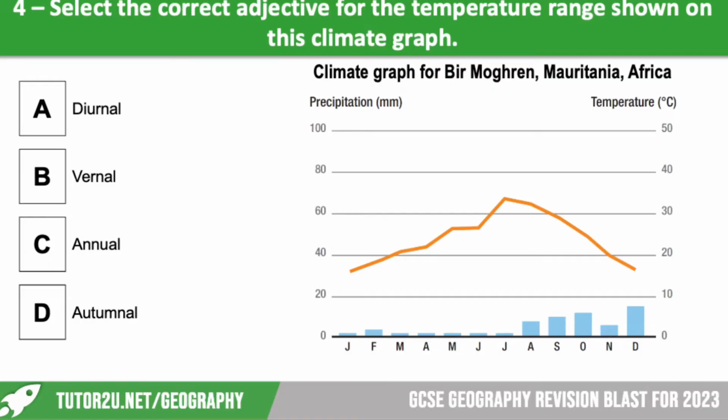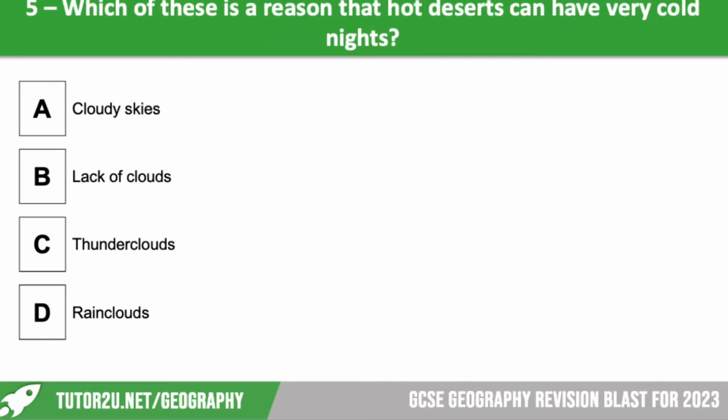Number four, select the correct adjective for this temperature range shown on the climate graph. So is it A, diurnal, B, vernal, C, annual, D, autumnal? Just give you a minute to have a think about that one. Let's reveal the answer. It is annual because it's showing the change over the course of a year.